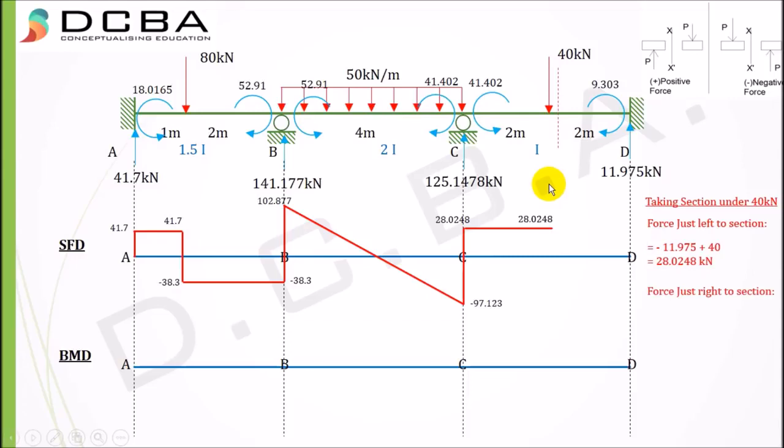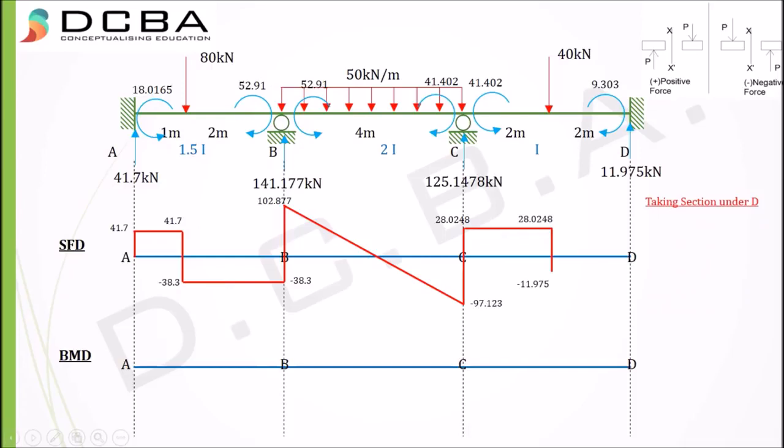Now taking a section just to the right of this force, again considering the right part of the beam, as there is only one force which is going upwards, and upward force in the right part of the beam is negative. So my shear force is minus 11.975 and I plot it as minus 11.975.